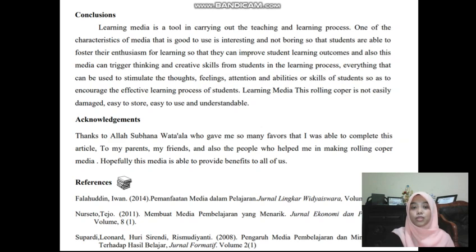It is everything that can be used to stimulate the thoughts, feelings, attention, and abilities or skills of students so as to encourage the effective learning process of students. This rolling cover learning media is not easy to damage. It's easy to store, easy to use, and easy to understand.